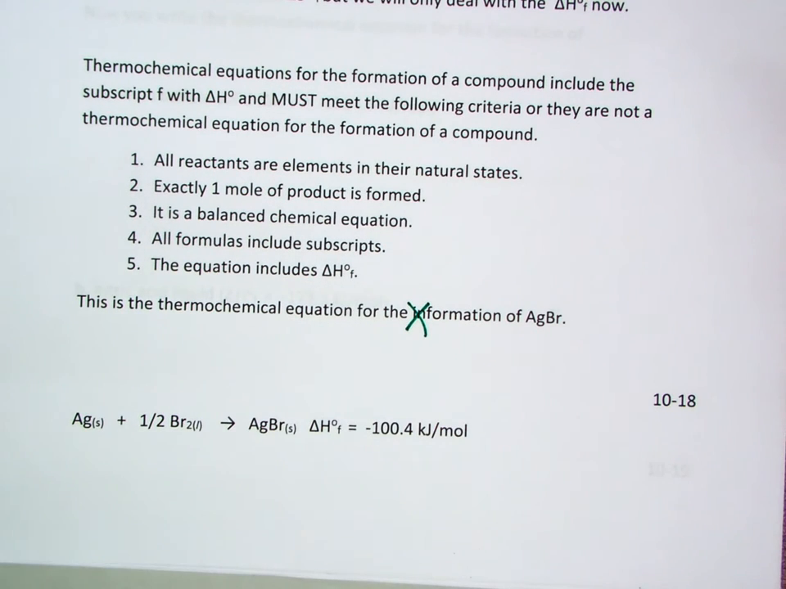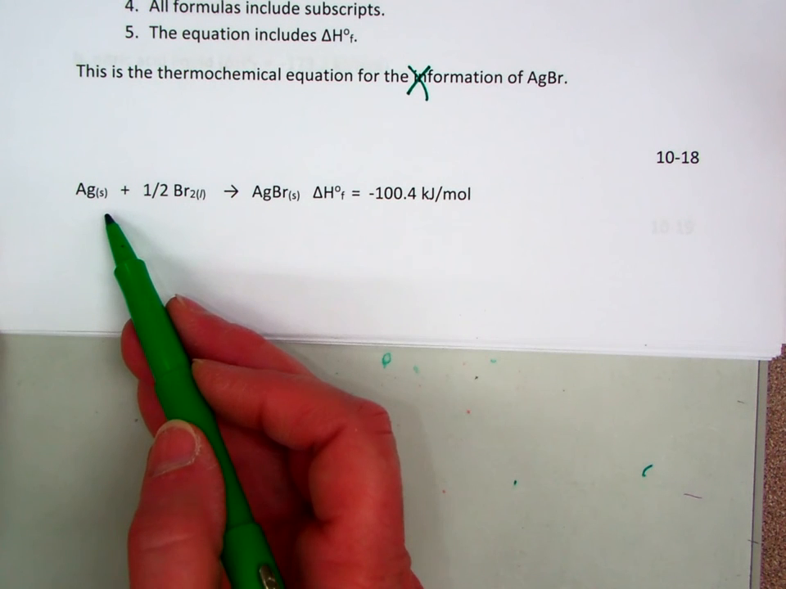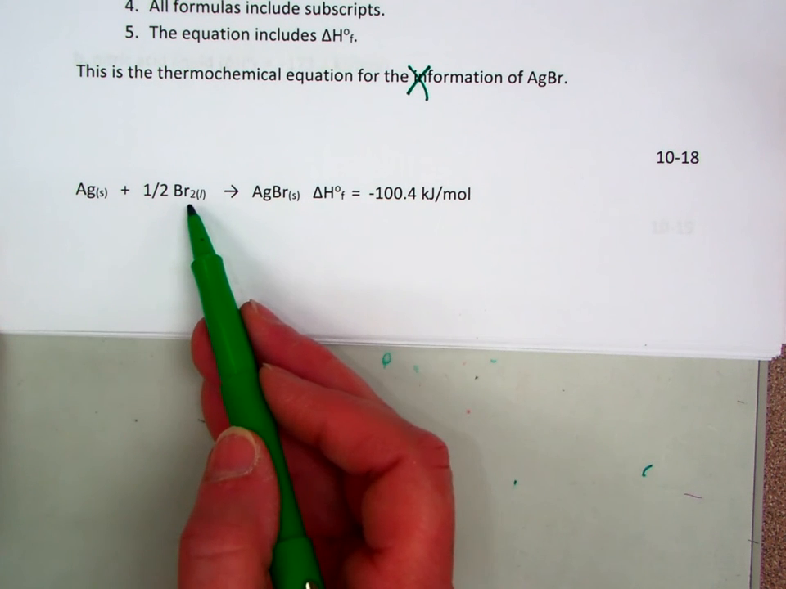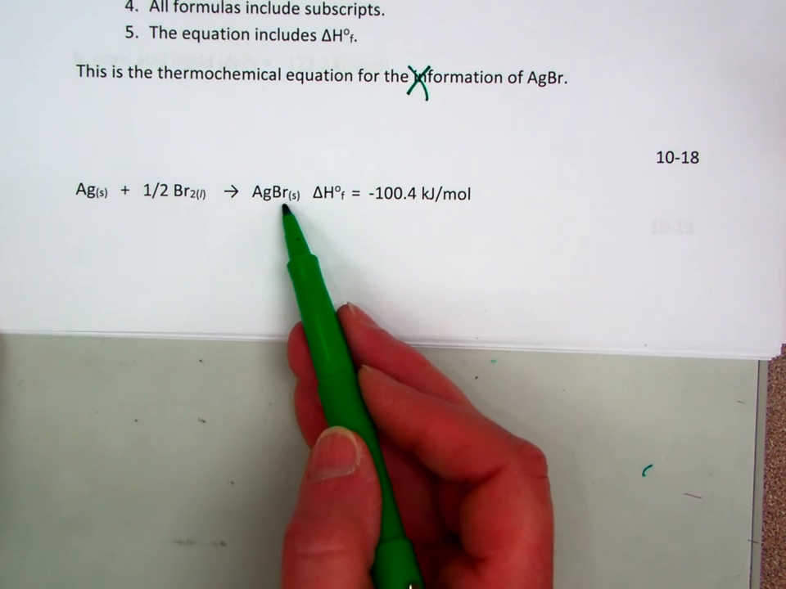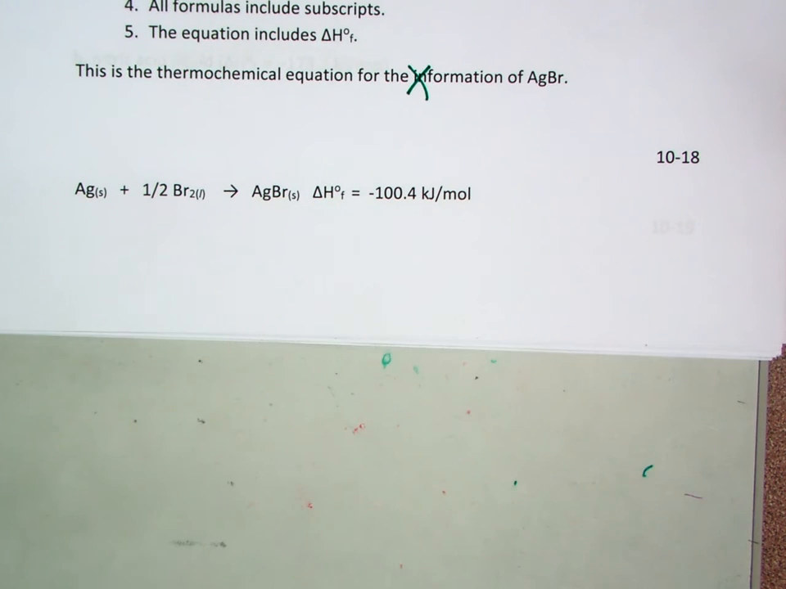So here's an example. This is the formation, not the information. For the formation of silver bromide, this is what it looks like. 1 mole of silver plus 1/2 mole of bromine liquid yields silver bromide solid, 1 mole. Delta H 0 sub F is negative 100.4 kilojoules per mole. Now, you have to know what physical state things are in their natural state. So the periodic chart is your friend.